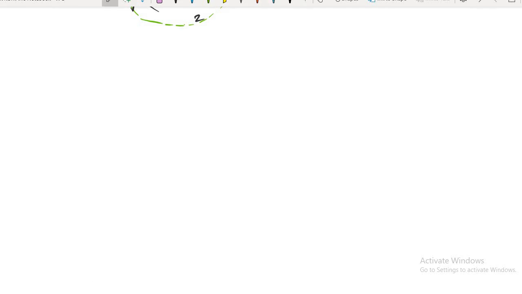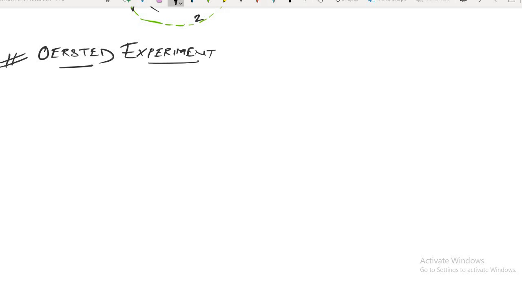No problem. Okay. Now, we are moving to a very interesting topic called Oersted experiment. Alright, this is Oersted experiment. See here, what is done in Oersted experiment? This is very interesting. Okay, let me show it to you. So there is a circuit. Let me draw a circuit here.